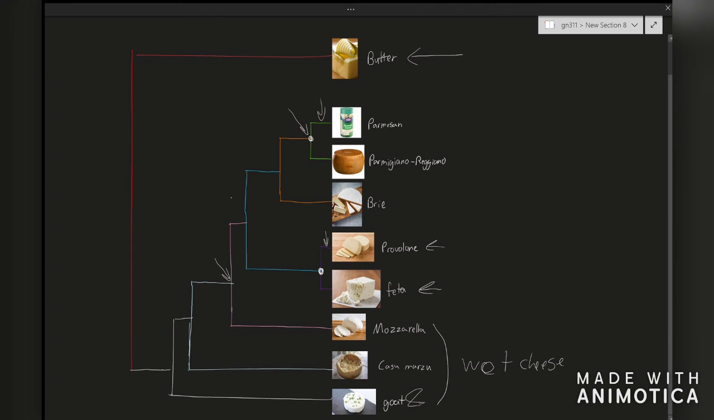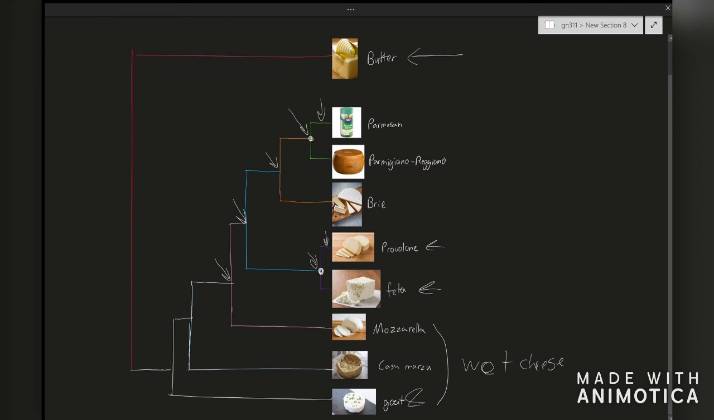So when we diverge here, we get two different types of cheeses. We have another divergence here that causes it to have feta and provolone. Two salty cheeses, but they serve slightly different purposes. Provolone's more for sandwiches, and feta is more for salads. The divergence here is when we start getting into more of the classy cheeses.